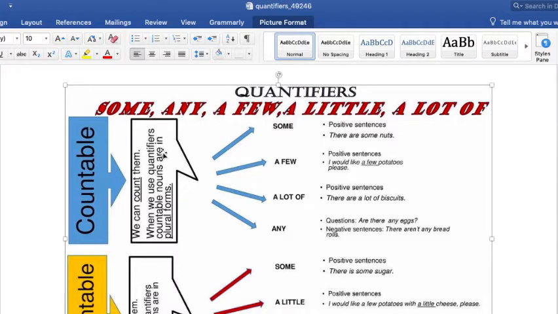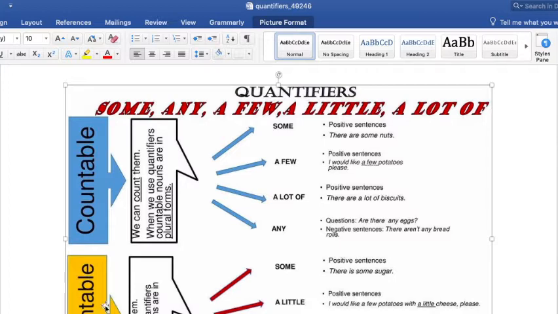The quantifiers, we use them with nouns. And they are some, any, a few, a little, a lot of. So, nouns can be divided into countable, which are those we can count, and uncountable, those that we cannot count, right?